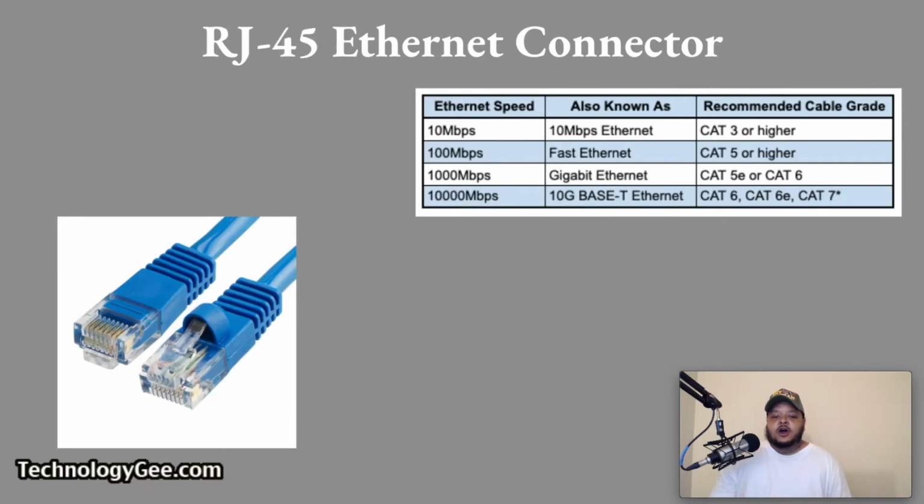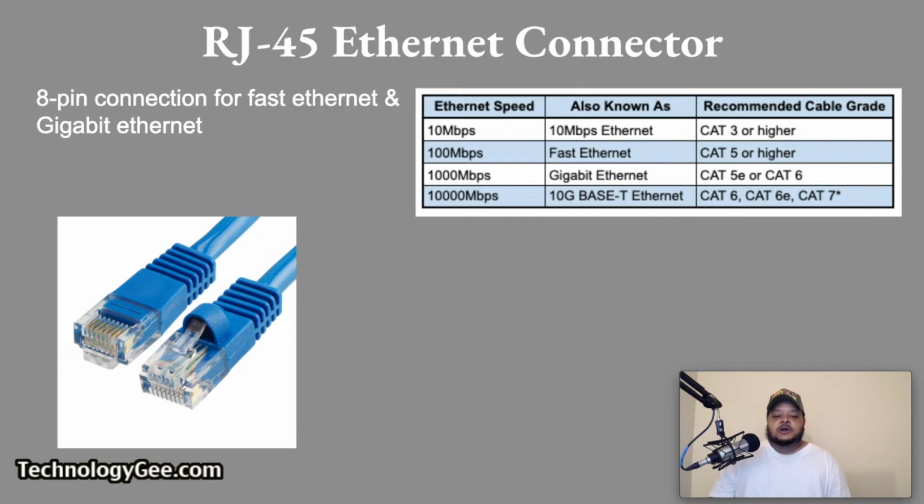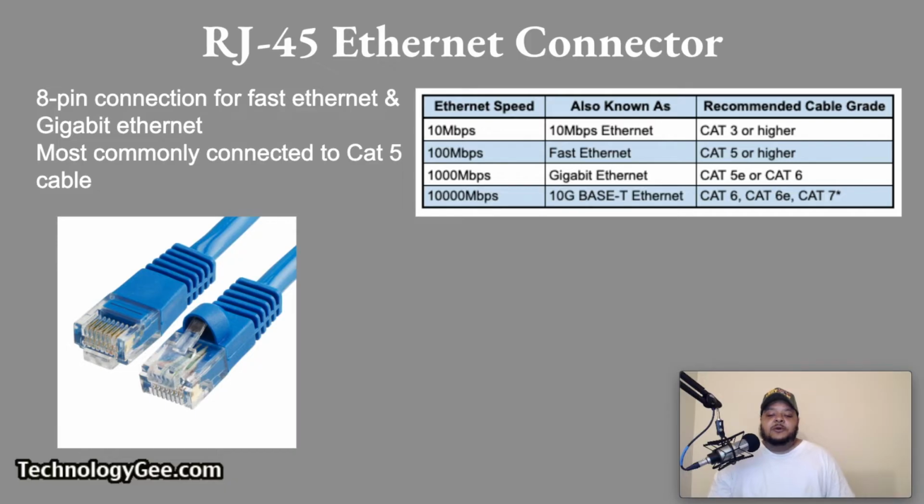Let's talk about the RJ45 Ethernet connector. The RJ45 connector is an 8-pin connection used for all types of copper wire-based Ethernet networking, including the most common types, which would be Fast Ethernet and Gigabit Ethernet. The connector is most commonly connected to the end of a Cat5 cable, which is connected to a computer network card and a network device such as a network switch or router.